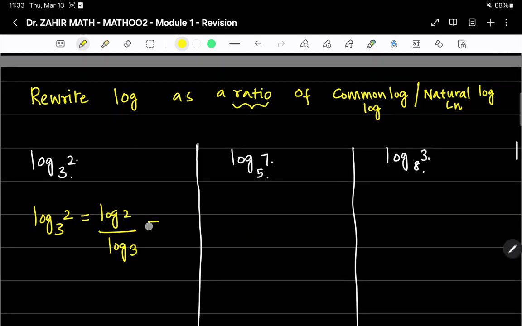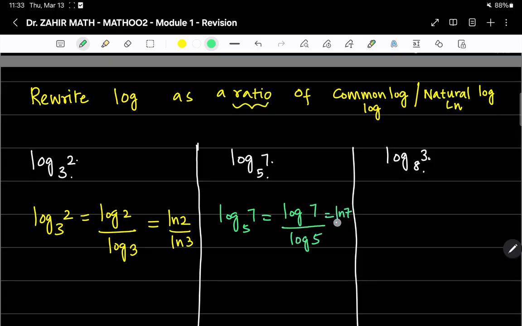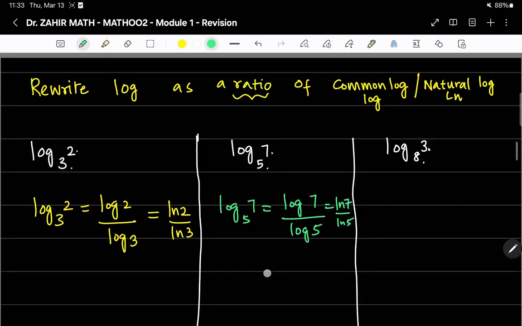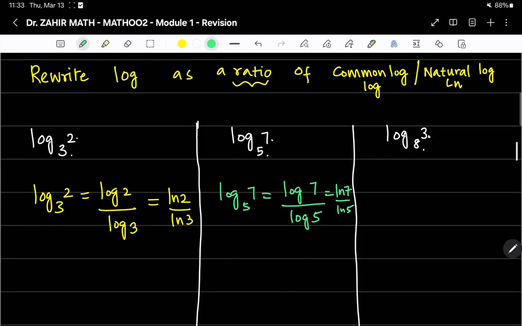And what is natural logarithm? The same, ln 2 divided by ln 3. You can check the answer also in the calculator. All gives the same answer. Similarly here, log 7 base 5 is equal to log 7 divided by log 5. It's also equal to ln 7 divided by ln 5. So the next one is log 3 base 8, which is equal to log 3 divided by log 8, which is equal to ln 3 divided by ln 8.